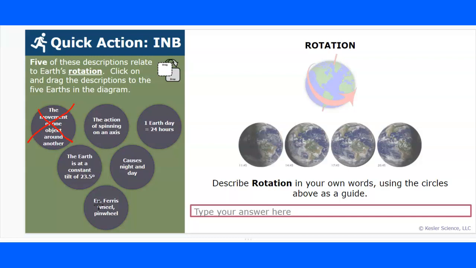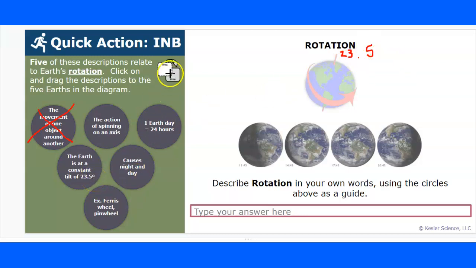For rotation, you will choose 5 of them, it says. So you're going to use all 5 of them. So the only one that does not fit in here is the movement of one object around another. So a Ferris wheel or pinwheel is something that spins. So again, rotation. Okay, Earth is always tilted at 23.5 degrees. Remember that? So 23.5 degrees is the tilt.